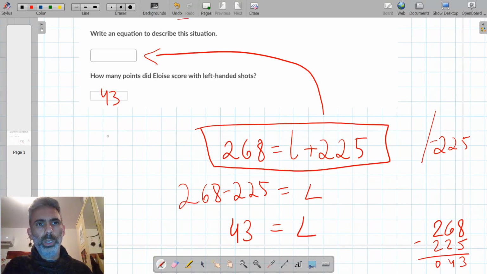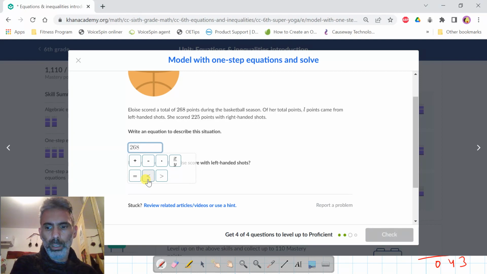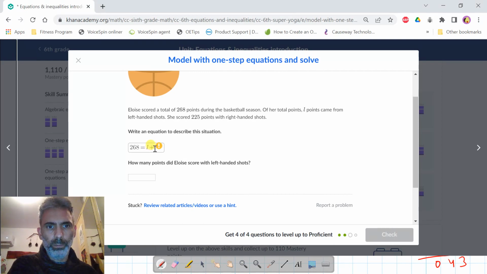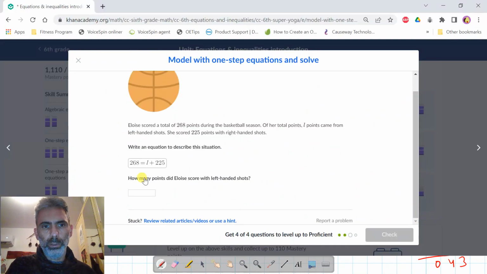Okay, so the equation is 268 equals L plus 225, and how many points? 43.